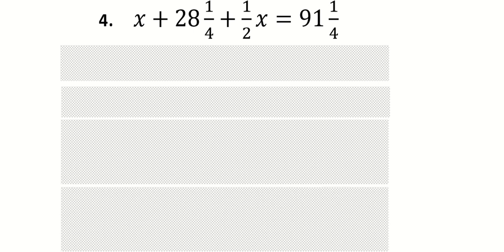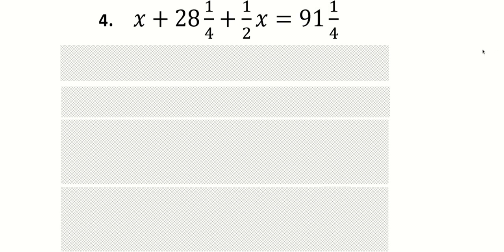But next one, number 4. This will be the last straight-up equation given that you need to solve for x. This has a little bit of a curveball with fractions. I guess you could refer to this as a mixed number: 28 and a fourth, 91 and a fourth.